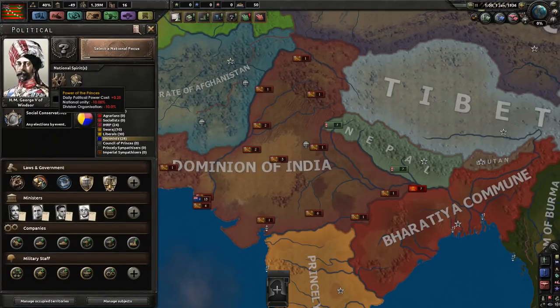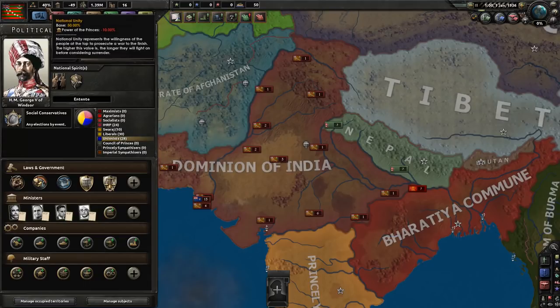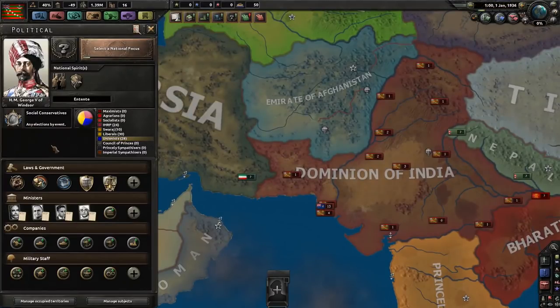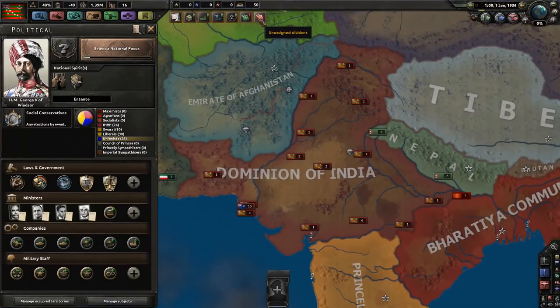All right, now, the power of the princes is also a problem. It is costing you more daily political power as well as lowering your national unity and division organization. Now, I know that national unity might not be a big deal now, but keep in mind that there are changes coming soon to base Hearts of Iron 4 where your national unity is going to be more important in a lot of ways. So this is a problem and something you're going to want to get rid of once you can. All right, and you're a social conservative, but that can change very easily. In fact, you probably do not want to stay social conservative, but I'll talk about that a little later.